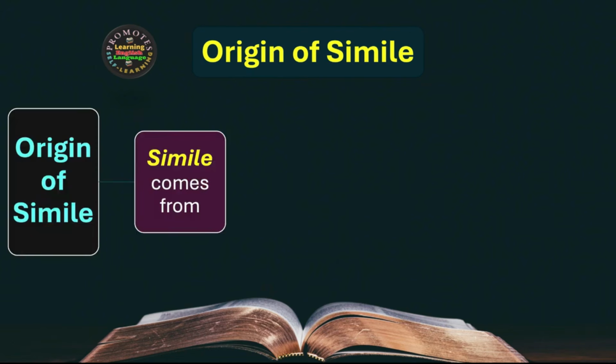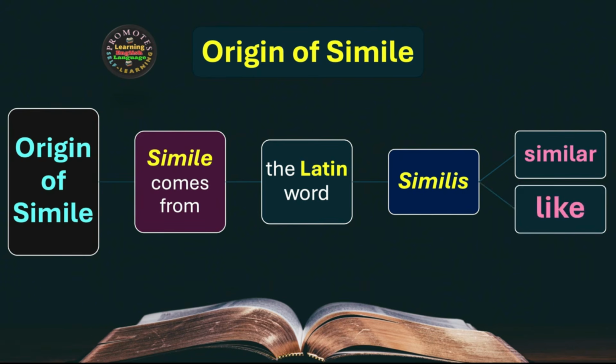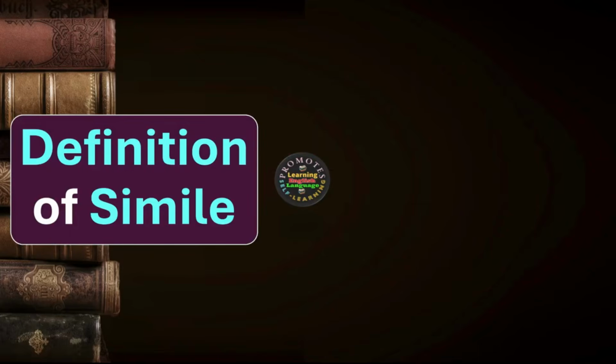Origin of simile. Simile comes from the Latin word similis, which refers to similar and like. So the word simile itself suggests the meaning of being similar. Now we talk about the definition of simile.